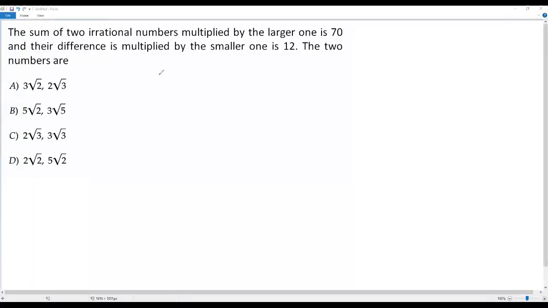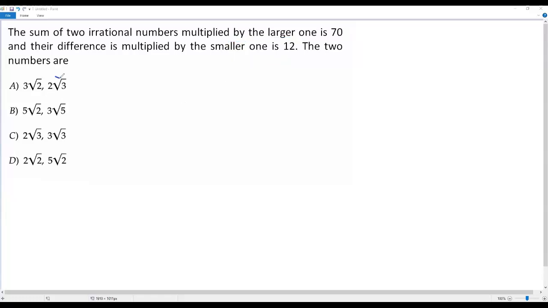Here we have a SAT math problem. Okay, let's go to the question. The sum of two irrational numbers multiplied by the larger one is 70 and their difference multiplied by the smaller one is 12. The two numbers are. In the given answer choices, we have to find the one where we get two irrational numbers which meet the given two conditions over here and here.